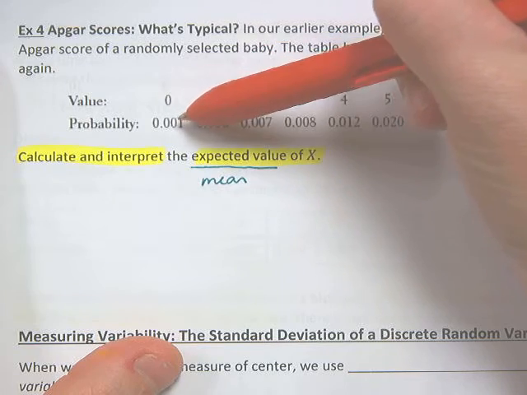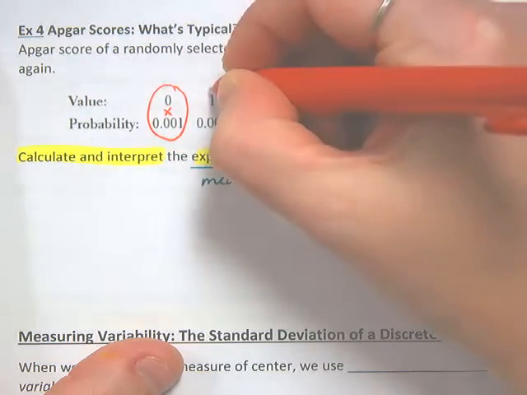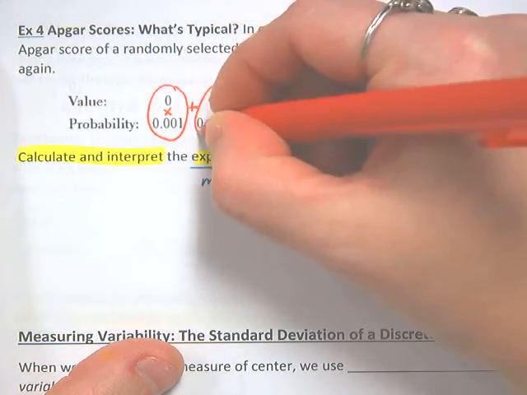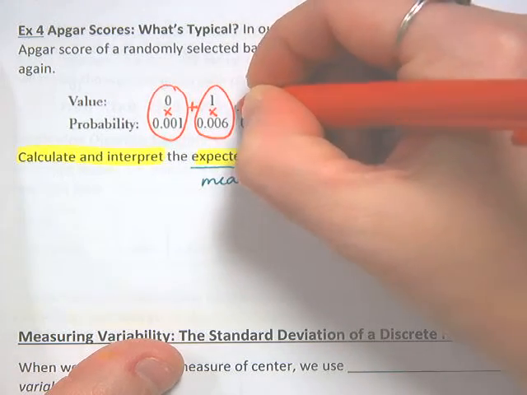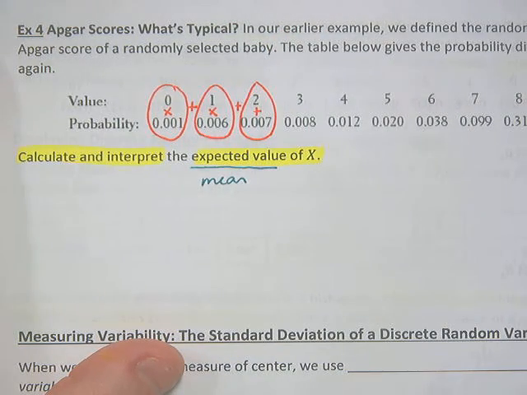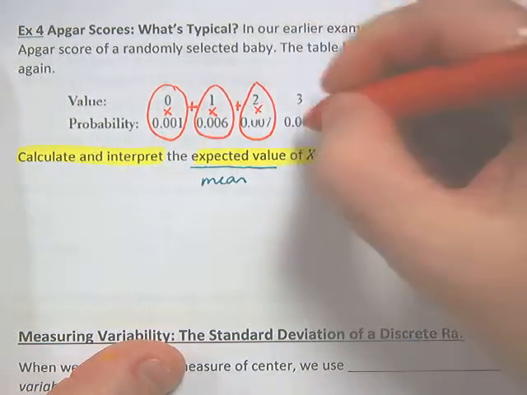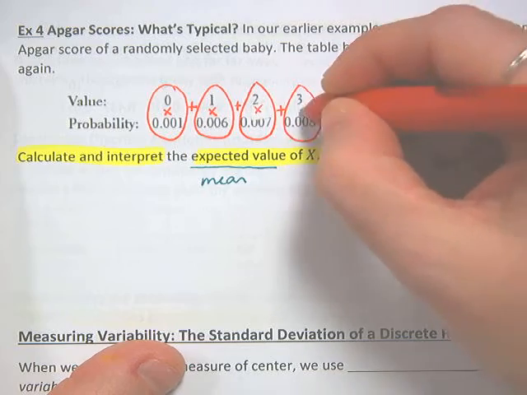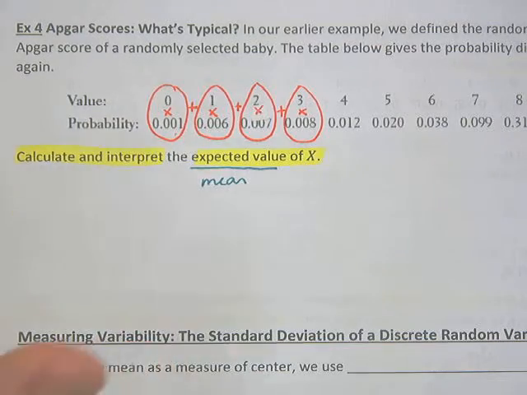So I'll do 0 times 0.001. I'm going to multiply those together. And then I'm going to add that to the next pair being multiplied together. 1 times 0.006. And I'm going to add that to the next pair, value and its probability, being multiplied together. Oops, that should say multiply, not add. Multiply, and so forth. So you take the value, multiply it by its probability, and then you're going to add those together.